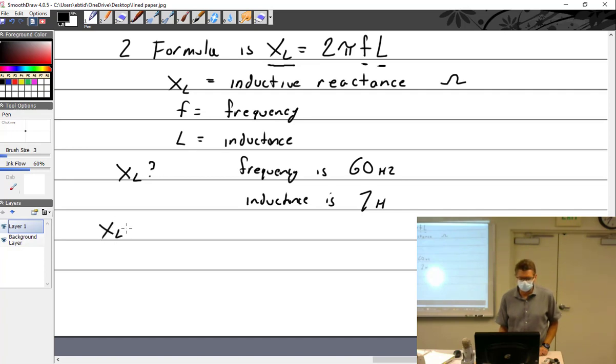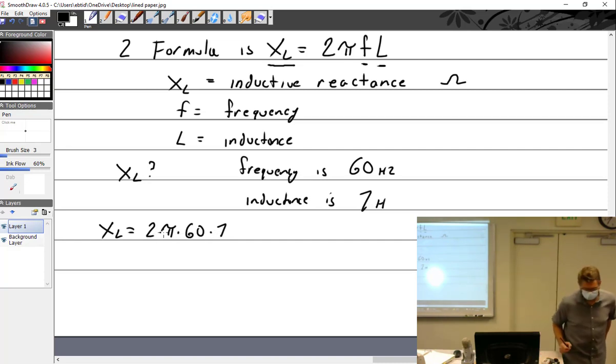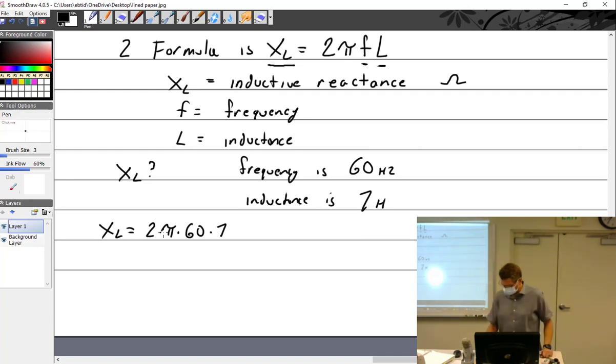So X of L equals 2 pi times 60 times 7. I didn't bring my calculator, but you know that's the right answer. If you have questions on how to do it, I'm going to go 2 times the pi symbol times 60 times 7 equals. That was not so hard. Everybody get it? Okay, that's all there is.